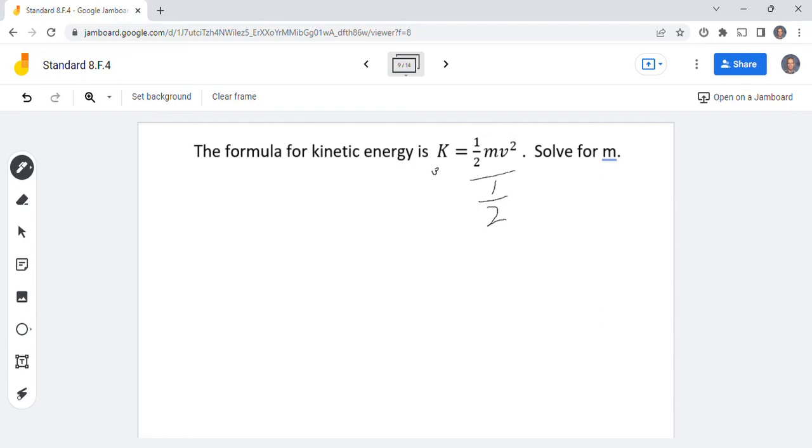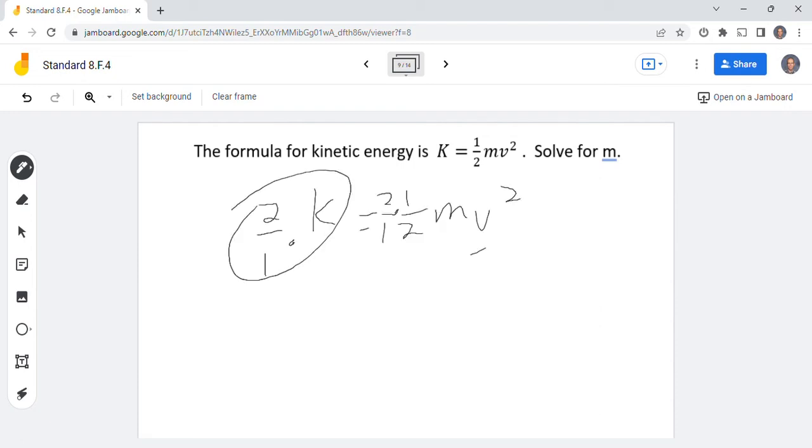We multiply by the reciprocal. Over on the left hand side, this is going to work out nicer, because when we do that, 2 over 1 is just 2, and 2 multiplies nicely by the k. So 2 times k is just 2k. Love it. Over on the other side, this ends up being 1, so we're left with mv squared.